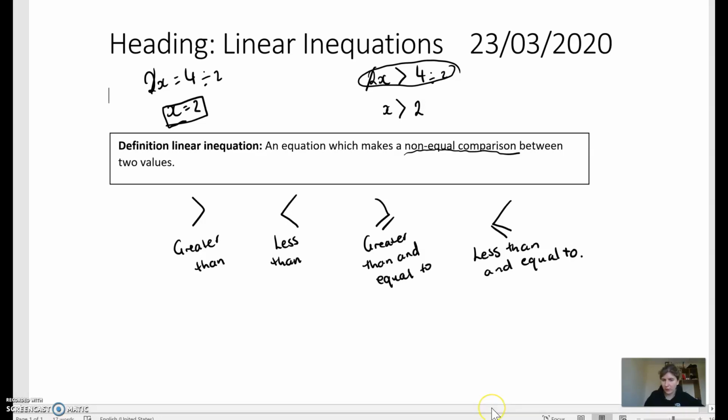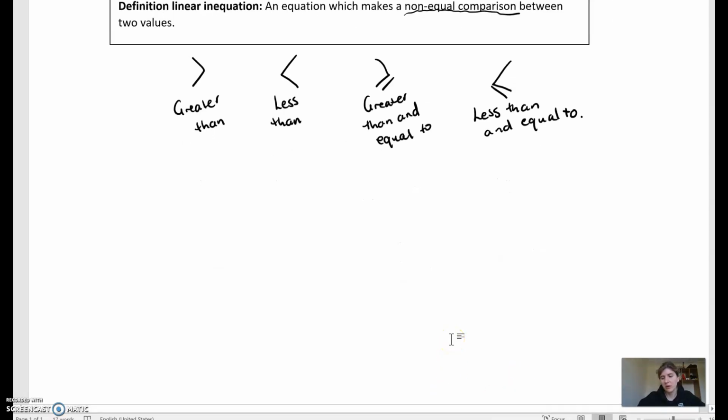Okay, so there's our 4 inequalities. Now, the first thing I want you to do is just to focus on representing, when you're given an inequality, to represent that on a number line.